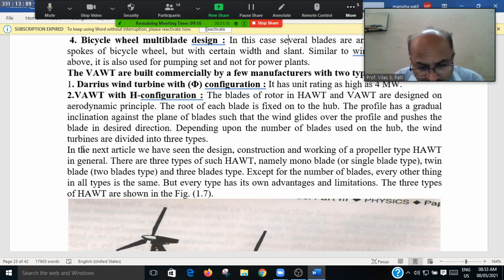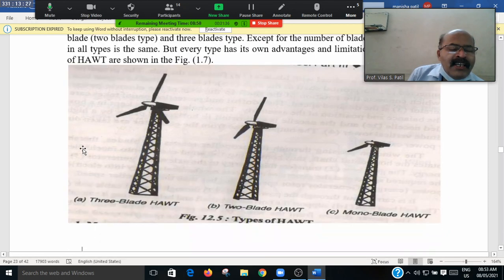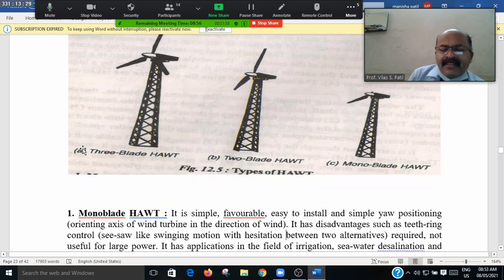But every type has its own advantage and limitation. That is, the advantages and limitations differ according to the type of blade or the type of HAWT to be used, and there are three HAWTs shown here. Friends, these are the three types of HAWT.